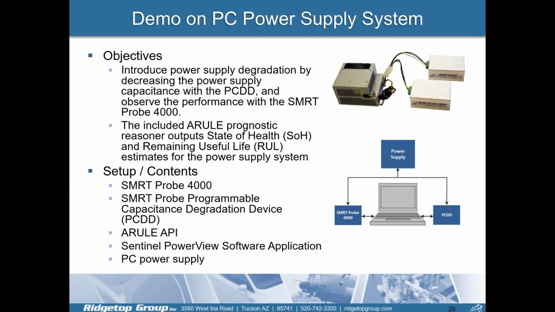So when we did this, we wanted to also make an end-to-end low-cost demonstration, and so we sourced an off-the-shelf PC power supply, removed its capacitance, and then built a programmable capacitor called PCDD, Programmable Capacitance Degradation Device. We coupled that with the Sentinel PowerView so that we could show a full condition-based maintenance, highly accelerated scenario and show prognostics with state of health and remaining useful life. And you see in the diagram there, we have the smart probe and the PCDD and then the power supply. And we'll give you an even more accelerated demo that was summed up in a 30-second video.